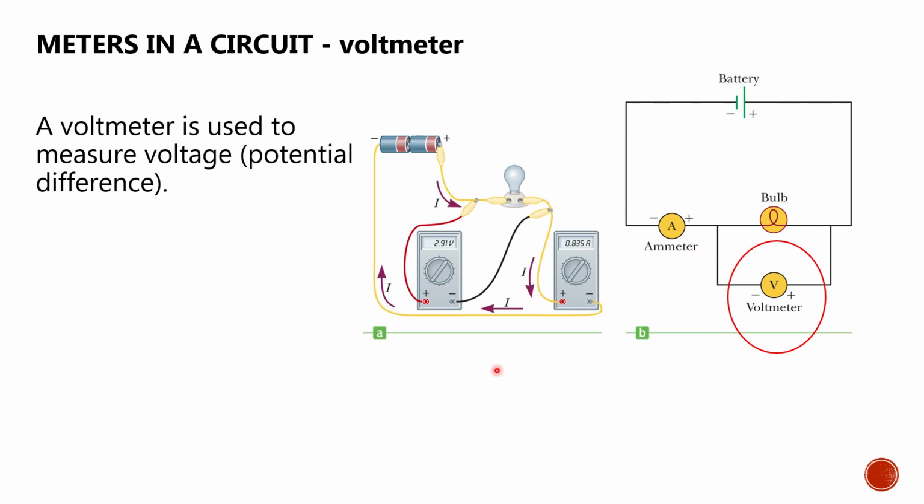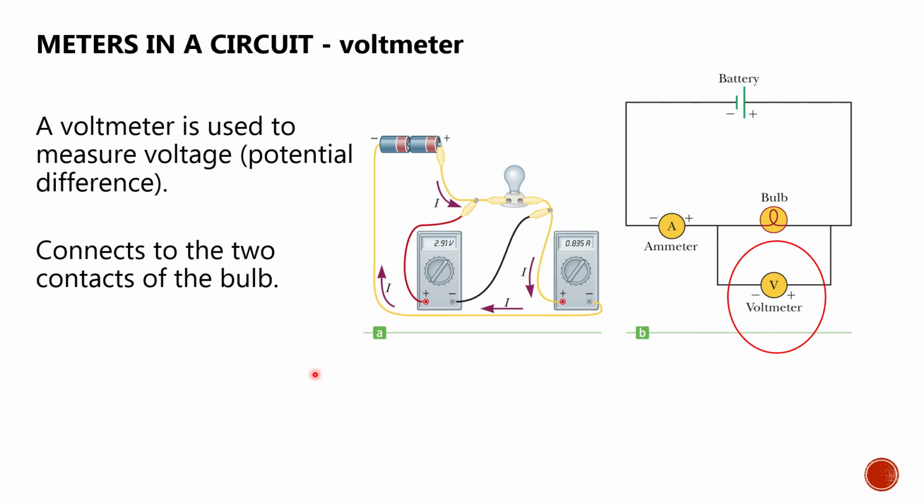There's a potential difference from the battery, but if no conductor is connected to the battery, or if the circuit is open, no charges are flowing yet. So you cannot record the amount of voltage used for that purpose. You need to connect it to the two contacts of the bulb if you're using a bulb, or the two terminals of the resistor.